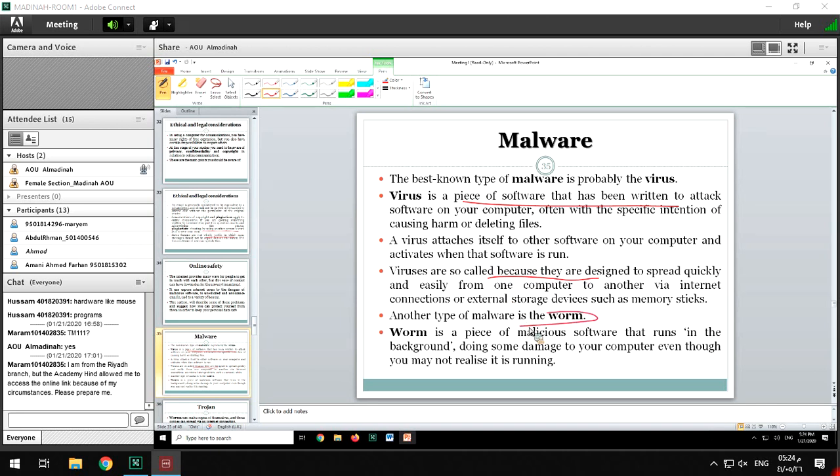Another type of malware is the worm. A worm is a piece of software that runs in the background, doing some damage to your computer, even though you may not realize what the damage is. Okay, you consider these two definitions as important for your exam: what is a virus and what is a worm?